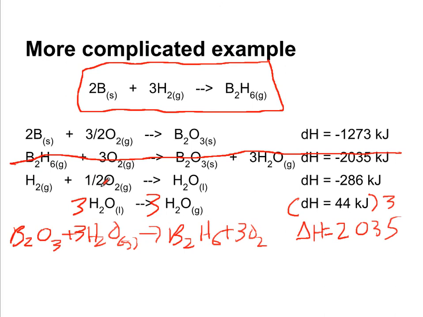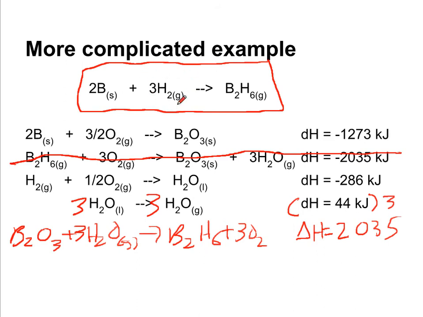Now the last thing that we need to get rid of is the O2. There's no oxygen showing up in our overall reaction, so we need to find a way to get rid of that. Well, we've got 3 O2s on the product side in this reaction down here. If we look at the reactant side, we've got 3 halves plus 1 half. That's just going to add up to 2 total. So what we need to do is multiply this by a coefficient so that we can get rid of some of the oxygen.